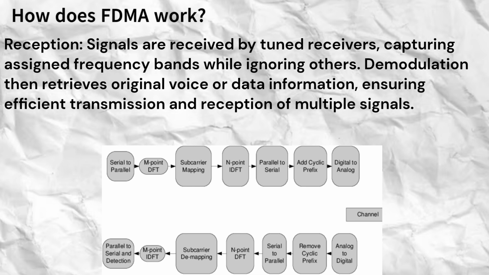Reception. At the receiving end, the transmitted signal is received by the corresponding receiver equipment. The receiver is tuned to the frequency band assigned to the transmitting user, allowing it to capture the signal while ignoring signals on other frequency bands. The received signal is then demodulated to recover the original voice or data information.